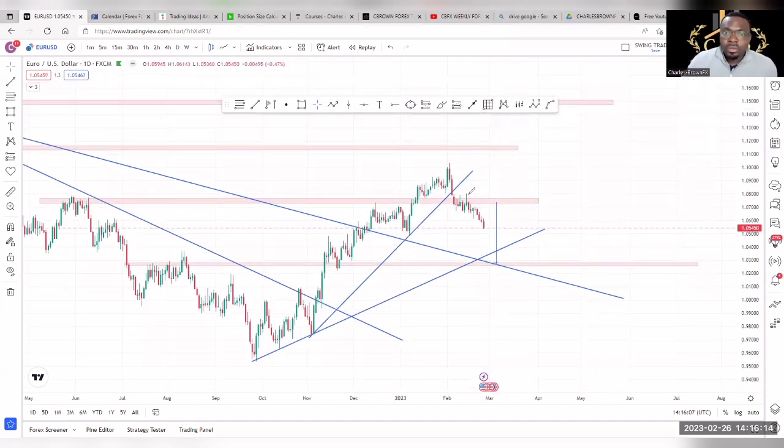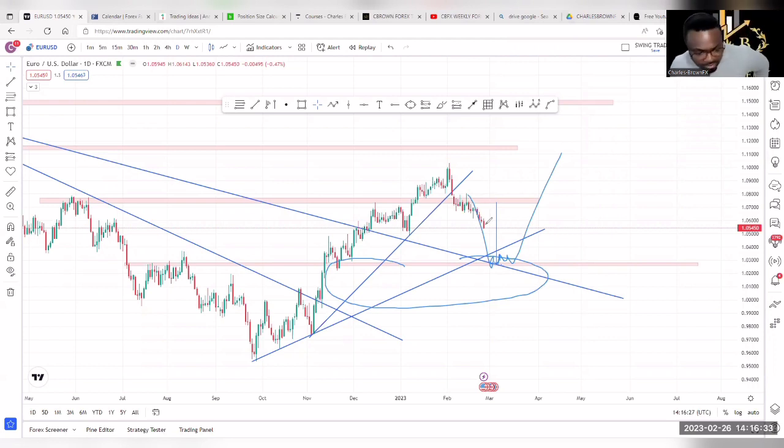So on EU, we still have more drop to the downside to 1.0300, or 1.0300, yeah, that's a psychological level. And then from there, we should look at price action for a reasonable buy, because that would be the zone of interest for price to start looking for a buy opportunity to the upside. Okay, yeah, that's it, guys, for EU.